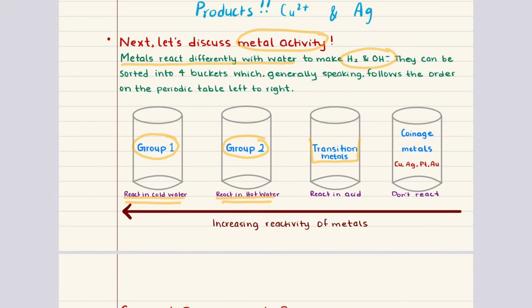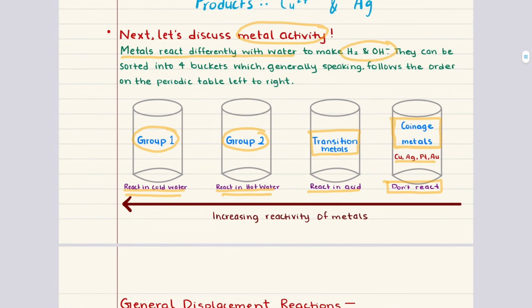Transition metals generally don't react with water at all, but they can still react in acid, where hydrogen ions are present in a more easily reducible form. And finally, at the bottom of the activity scale, we have the coinage metals, copper, silver, platinum, and gold, which are so reluctant to give up electrons that they typically do not react in water or weak acids. So as we move from group 1 to group 2 to transition metals and then to coinage metals, we're really moving from metals that are easily oxidized to metals that are very difficult to oxidize.